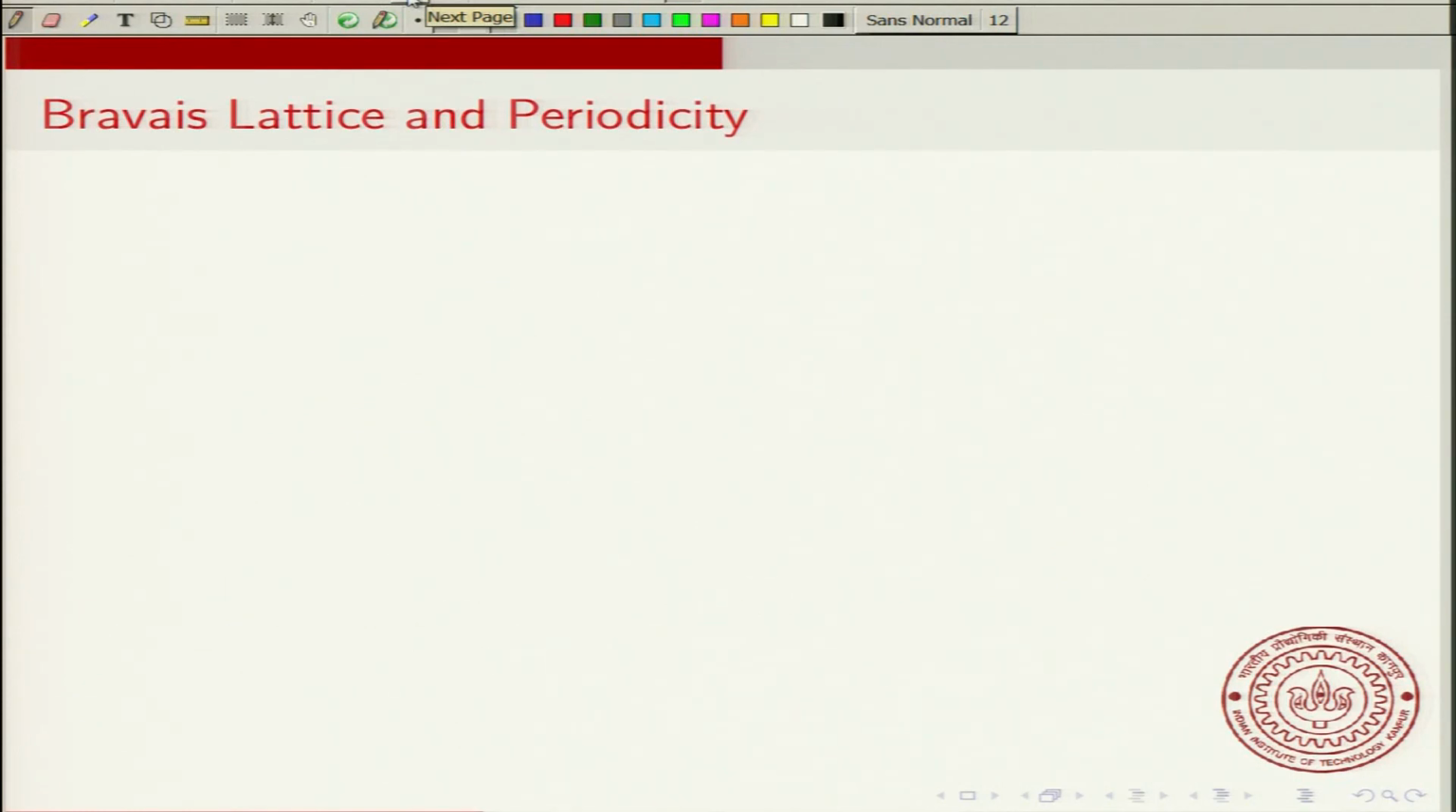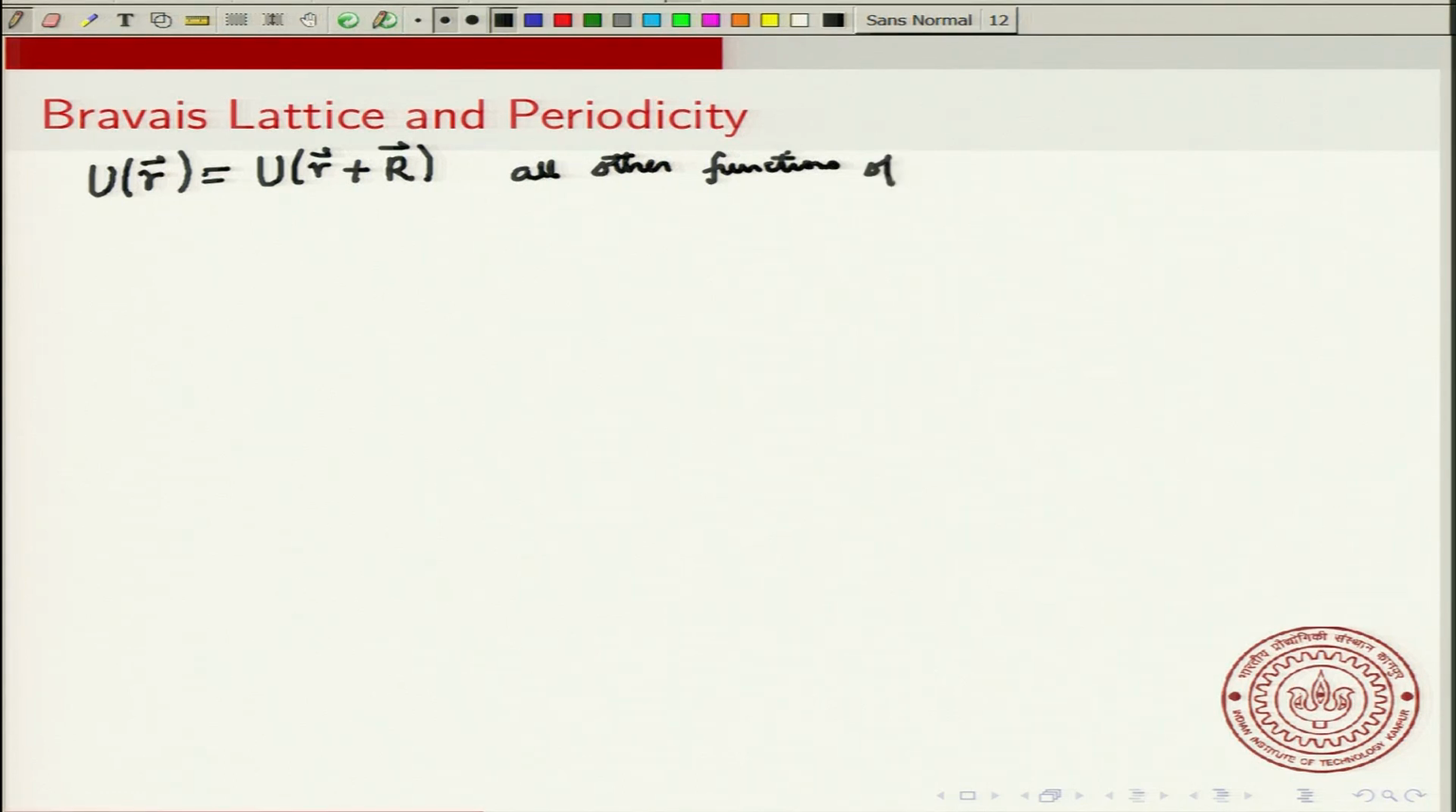So, the Bravais lattice introduces a periodicity. And what we said is that u of r is equal to u of r plus R. That is the potential energy. You expect, in fact, all other functions of space will also be periodic. So, if you have a scalar function of space, then it should be periodic. So, this is what you expect.